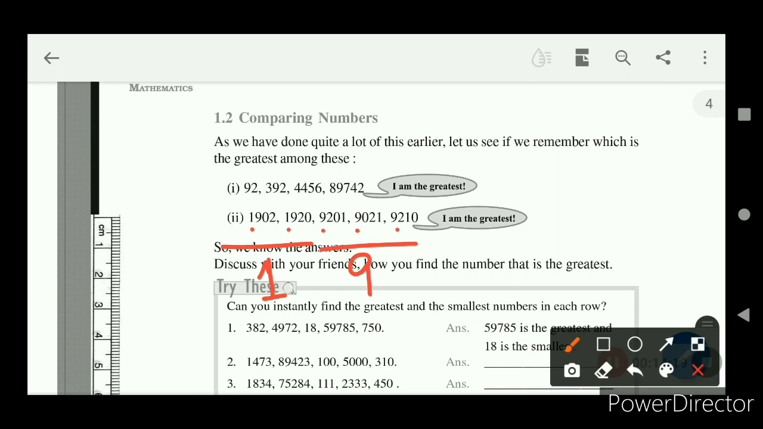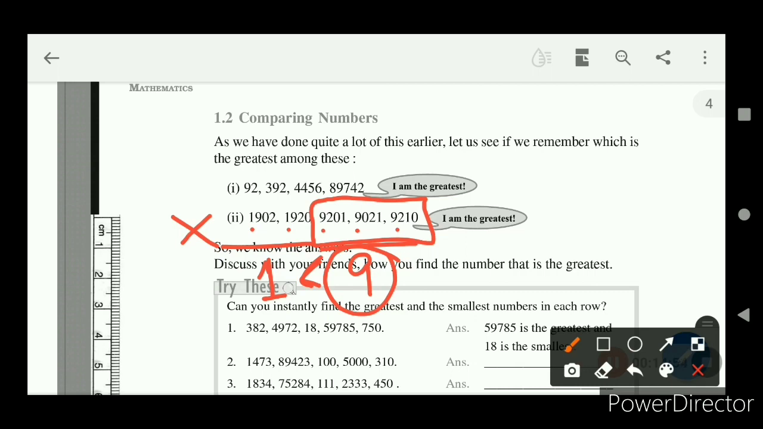Since we have to find the greatest number, it is quite obvious that it must start with 9, because 9 is far greater than 1. So now we need to compare only these 3 numbers for the greatest. These 2 numbers need not be compared now, because they start with 1, right? So we have 3 numbers clear here: 9201, 9021 and 9210 have to be compared.